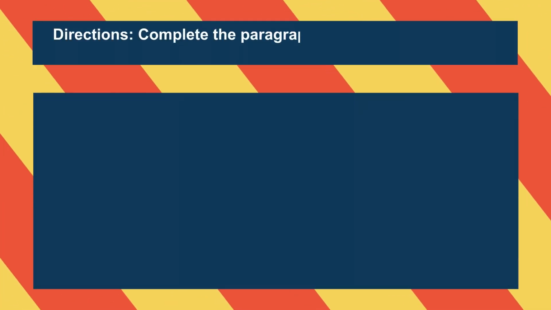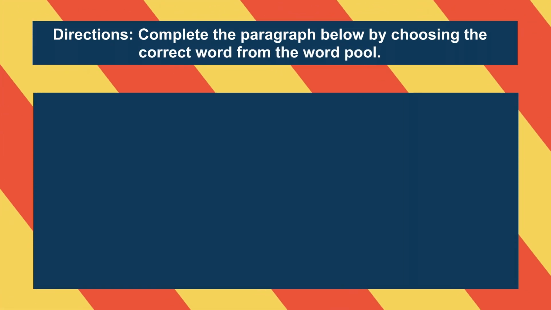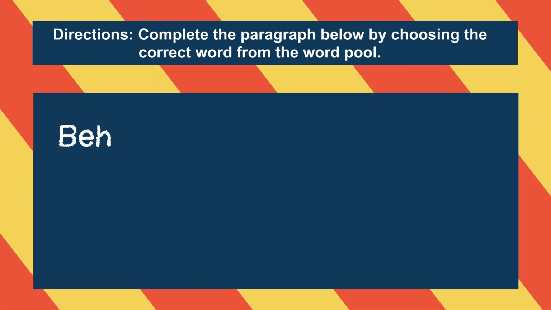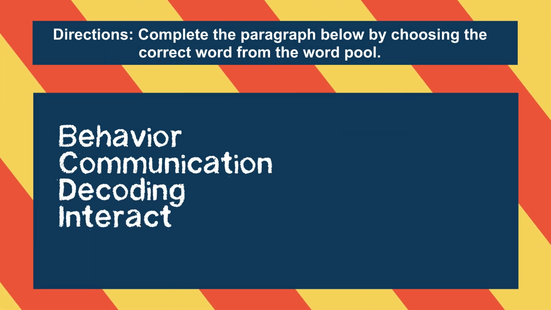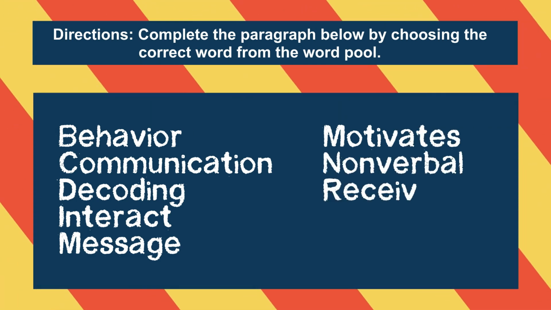So, before we proceed to our next lesson, let's have a quick review that can be found on your SLM on page 5. Come on! Directions. Complete the paragraph below by choosing the correct word from the word pool. Write your answer on a separate sheet of paper. Word pool. Behavior, communication, decoding, interact, message, motivates, nonverbal, receiver, sender, written.